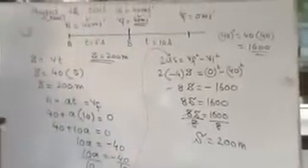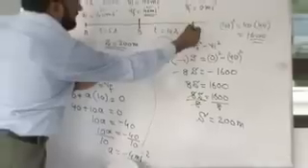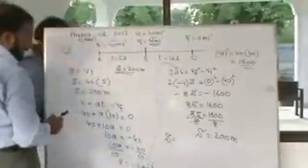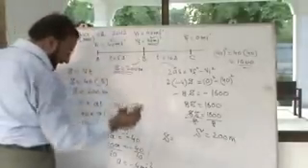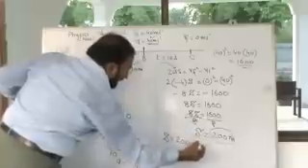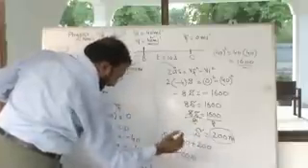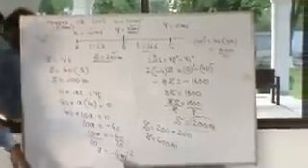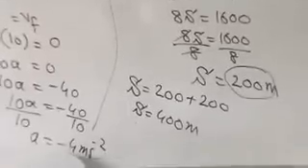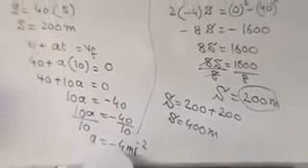Now the total distance traveled from point A to B and from point B to C is equal to: number 1, 200 meters, number 2, 200 meters, that is equal to 400 meters. So the distance traveled by the car is equal to 400 meters, while the deceleration is equal to minus 4 meters per second per second.